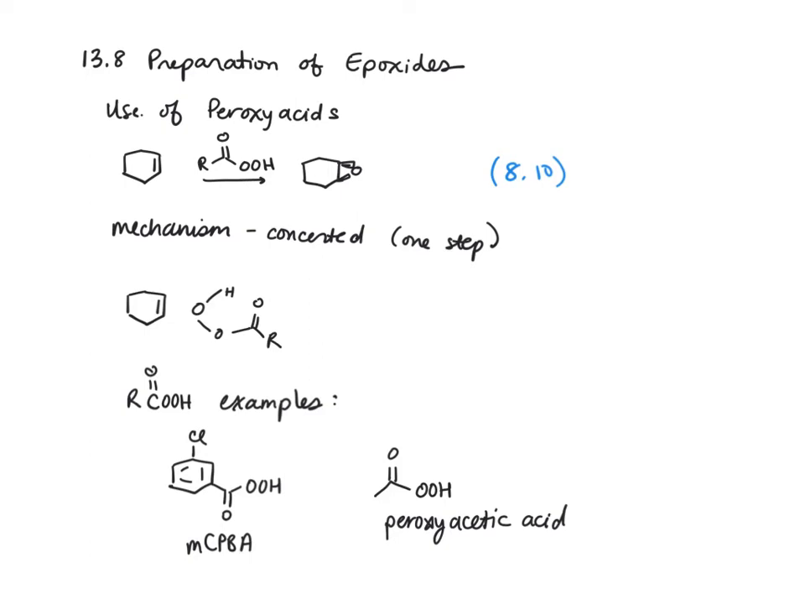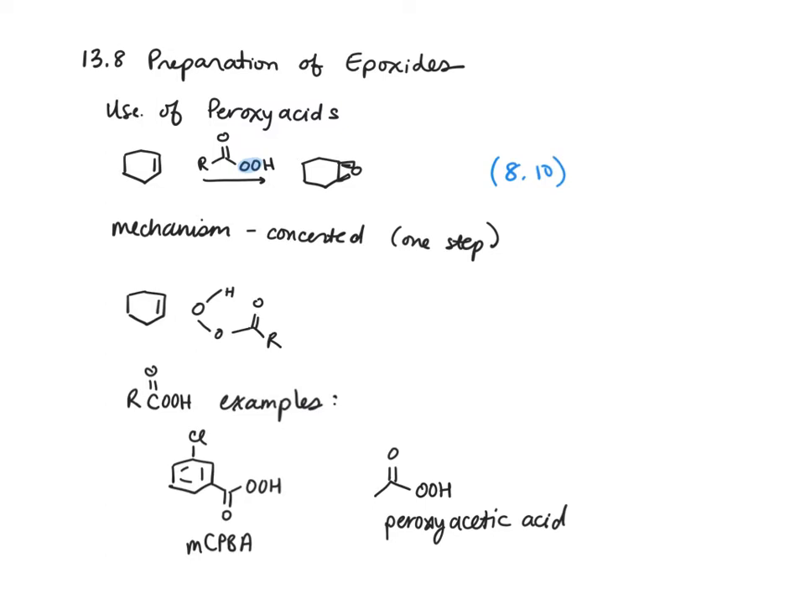This video focuses on sections 13.8 and 13.10, the preparation of epoxides and reactions of epoxides. Remember from Organic 1 that you can form an epoxide using a peroxy acid, and a peroxy acid is one in which you have two oxygens next to each other in what would otherwise be a carboxylic acid if there were only one oxygen in the blue highlighted portion.